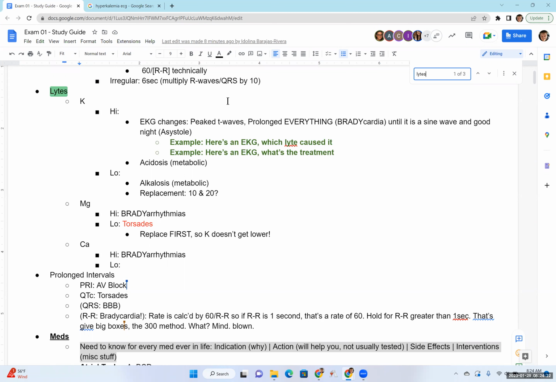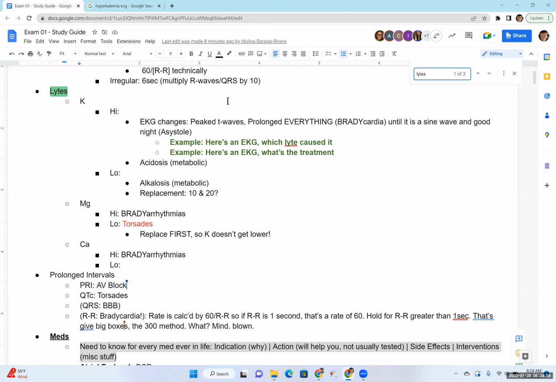Check a K level. Like, oh, K is 1.9. That might explain why they have ectopy. And what other lab results would be low that might cause ectopy? Magnesium, right? So low mag and low K cause ectopy. What else does low mag cause? Torsades, right? So that's really the connection there.